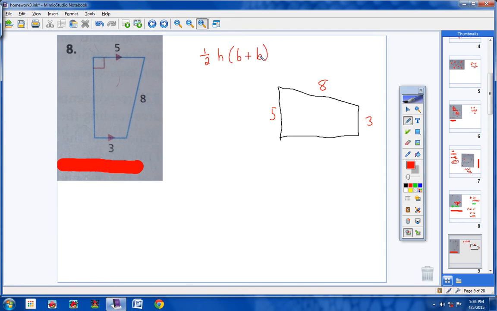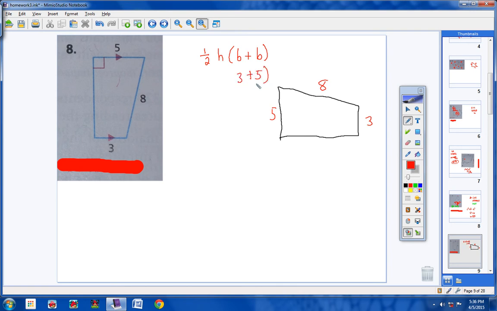Now, we know, and you know what, students, I apologize. I don't know why I turned this thing. I don't think there's any need to turn it at all because you want your parallel sides running horizontally, so that's my fault. We're going to use this over here. We know one base is 5 and one base is 3. The bases of a trapezoid are always the parallel sides. So I know one base is 3 and the other base is 5.